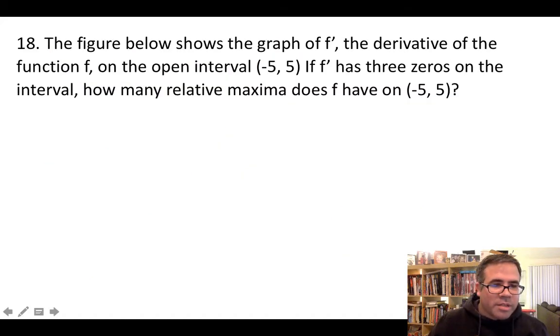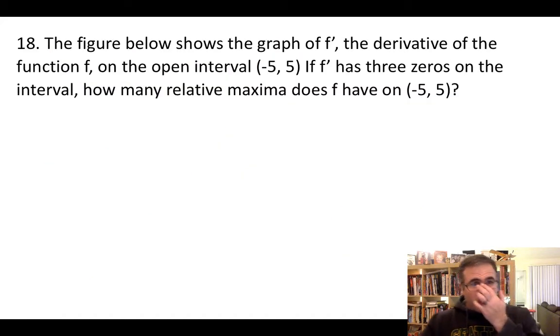Finally, for this page, this is another one with a hand-drawn element, so I couldn't copy it here. The figure below shows the graph of f prime. There is no figure below. I'll just draw in a couple example graphs. The derivative of the function f on an open interval from negative 5 to 5. If f prime has 3 zeros on this interval, how many relative maxima does f have?